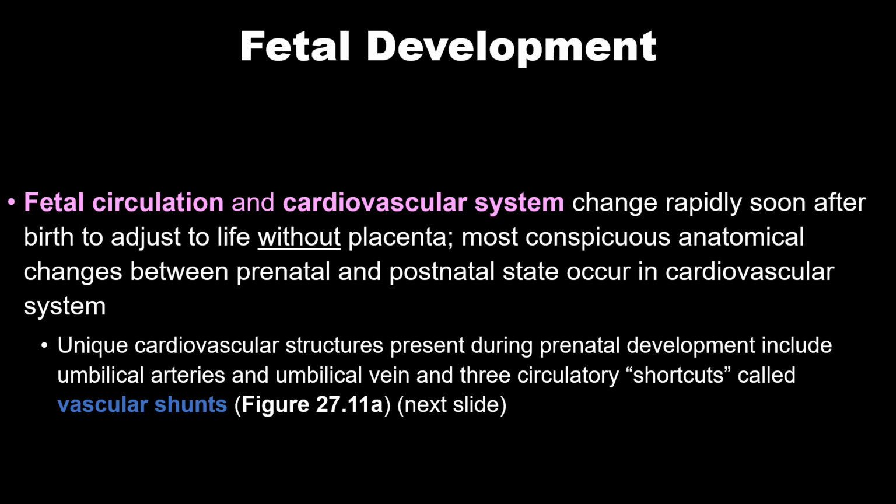Now, all of the organ systems grow and develop after birth, but one system has to make rapid changes soon after birth to adjust to life without a placenta: the fetal cardiovascular system. The greatest anatomical changes between the prenatal and postnatal states occur in this system, with the fetus depending on the placenta and the umbilical cord for its blood supply. Cardiovascular structures seen only during prenatal development include the umbilical arteries, the umbilical vein, and the three circulatory shortcuts called vascular shunts: the ductus venosus, the foramen ovale, and the ductus arteriosus.